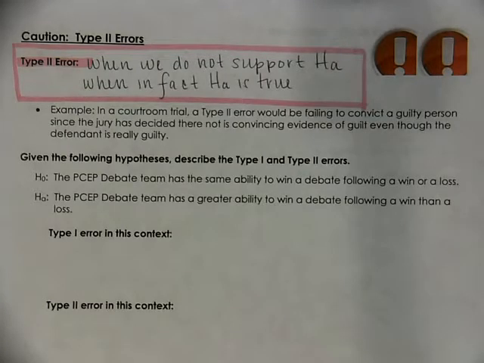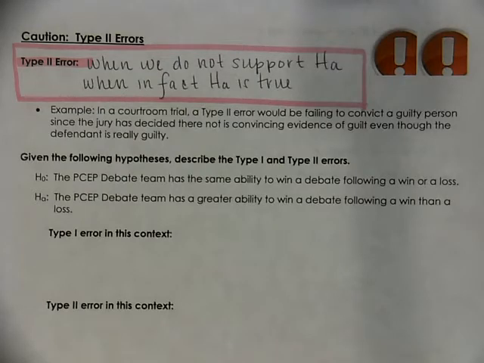We'll save that debate for later, but both are not good to make for the court system. So let's look at these hypotheses. They want us to describe the type 1 and type 2 errors for this pair. Your null hypothesis is that the PCP debate team has the same ability to win a debate following a win or a loss. And the alternate, they're trying to prove that the PCP debate team actually has a greater ability to win a debate following a win than a loss.